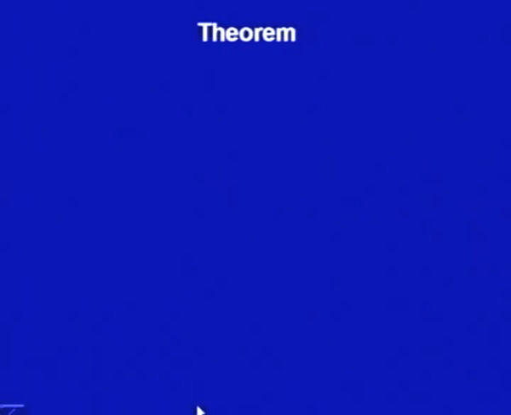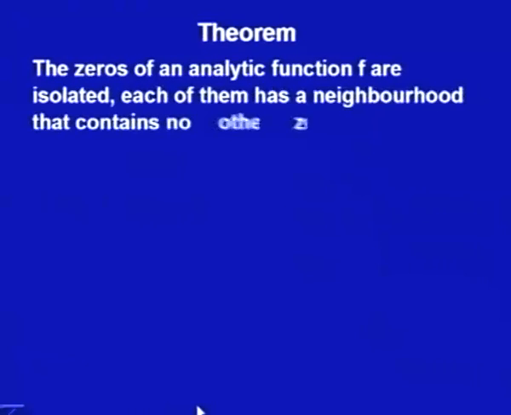So we are actually ready to state one result. Zeros of an analytic function f are isolated, that is, each of them has a neighborhood that contains no other 0. So we are saying that the zeros of analytic functions are isolated. Isolated means that in each neighborhood I find there is no other 0 other than the point itself. In every neighborhood of that z naught there would be no other 0 other than that point z naught.